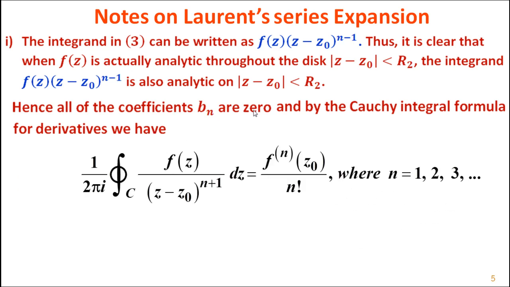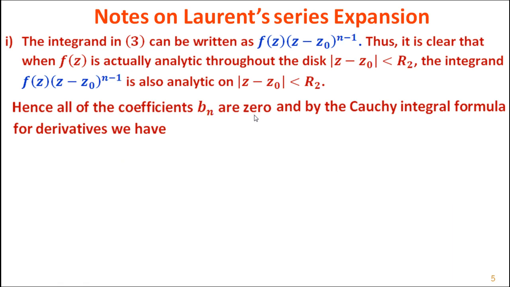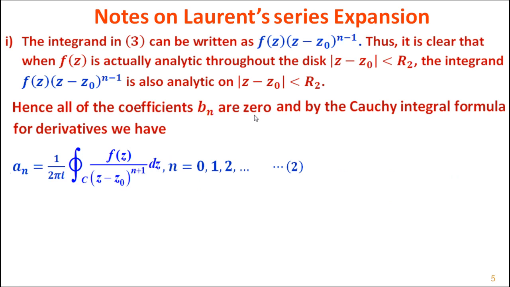1/(2πi) times the integral over C of f(z)/(z − z0)^(n+1) dz can be written as the nth derivative of f at z0 divided by n factorial, where n runs from 1, 2, 3 and so on, and the curve C is traversed in the anti-clockwise direction. So, from this result, a_n can be written as?